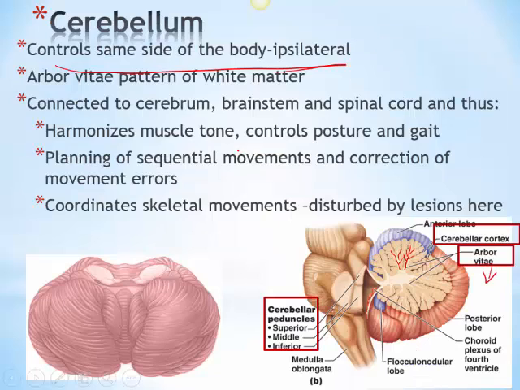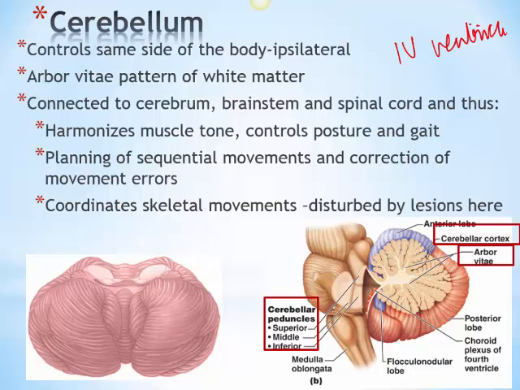The cavity of the cerebellum is again not mentioned here, but the cavity is the fourth ventricle. The cerebellum forms the roof of the fourth ventricle. Here you can see the floor of the fourth ventricle formed by the pons and the medulla, and the roof formed by the cerebellum.